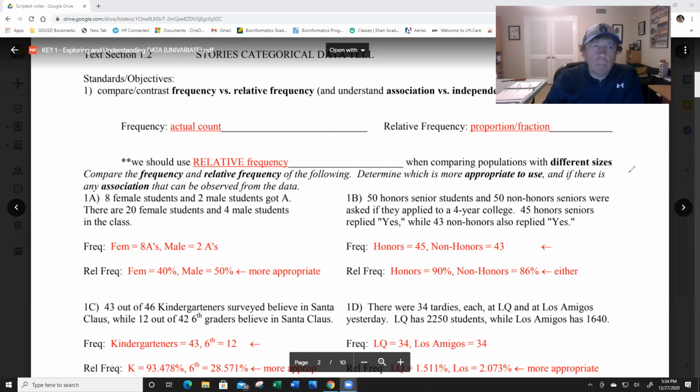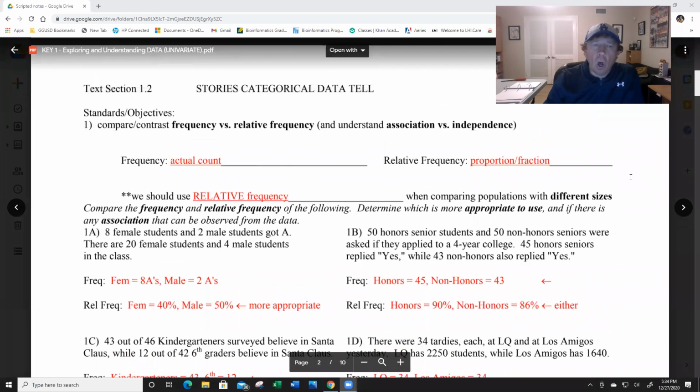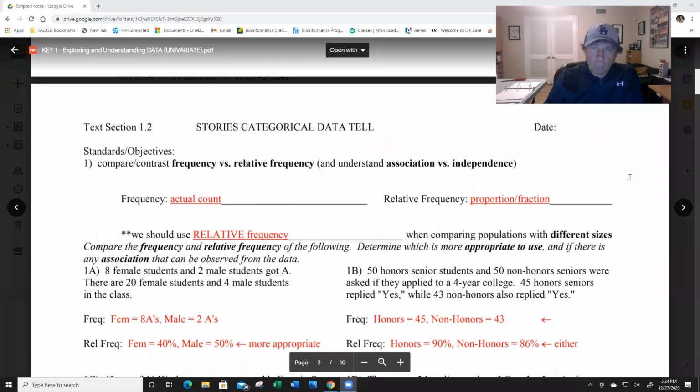All right, this is section 1.2 of JV statistics, and this is about stories categorical data tell. Although the section is long, a lot of things in stats have a tendency to be time consuming, but not particularly difficult. And this is one of those things. And there's a lot of vocabulary building. And again, it's very easy, but it just may be new to you.